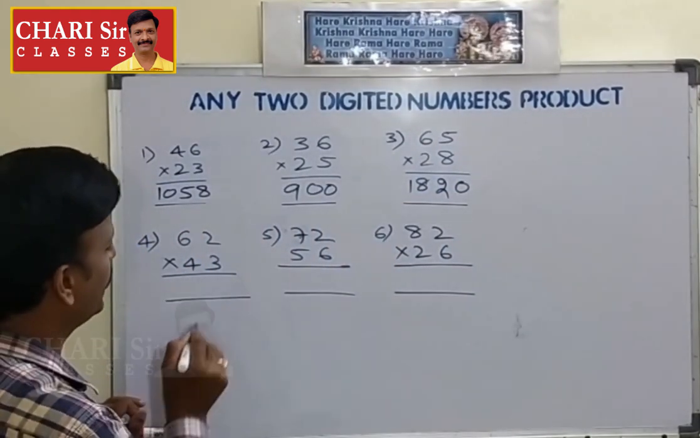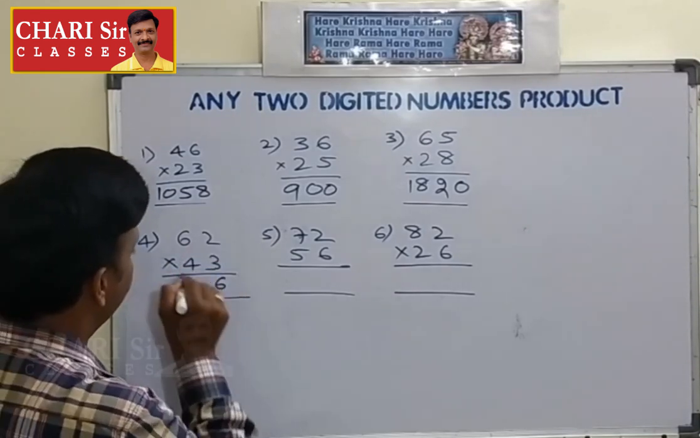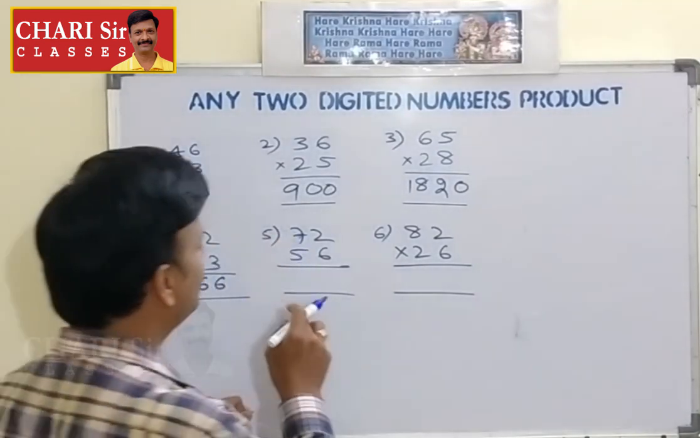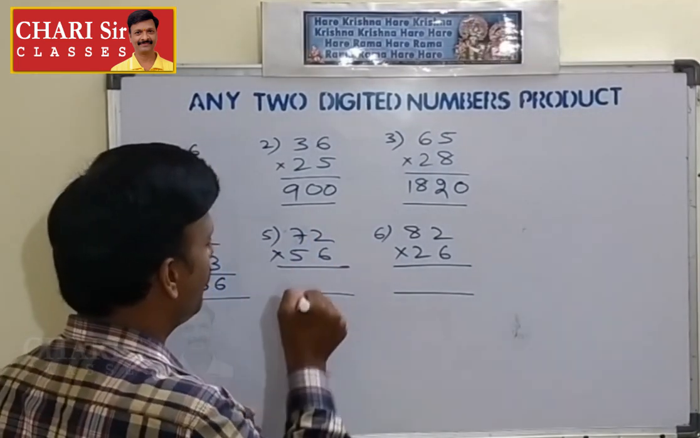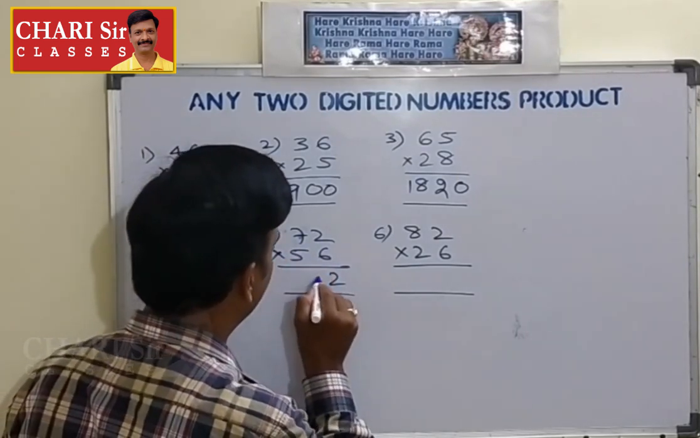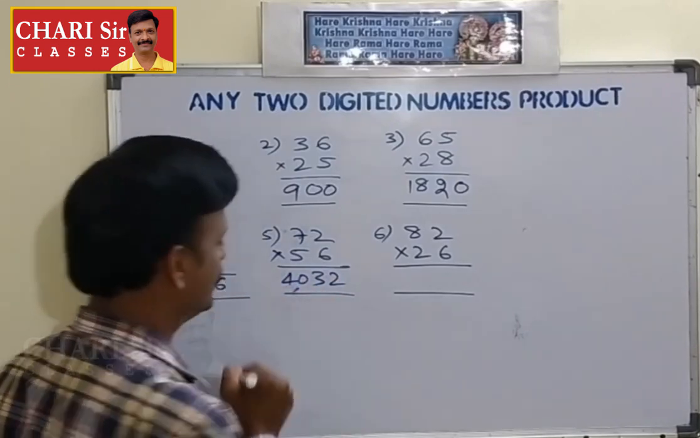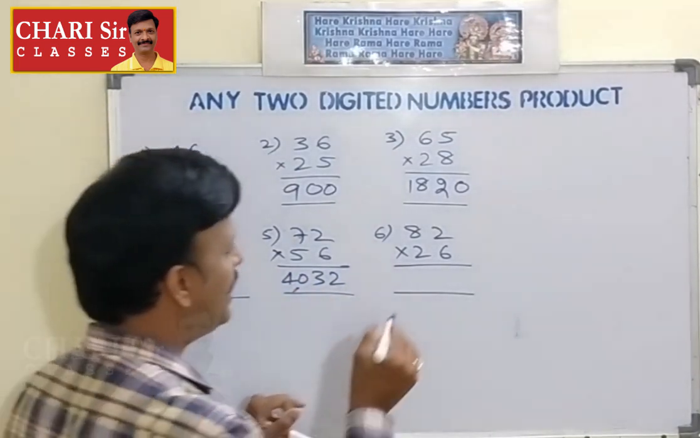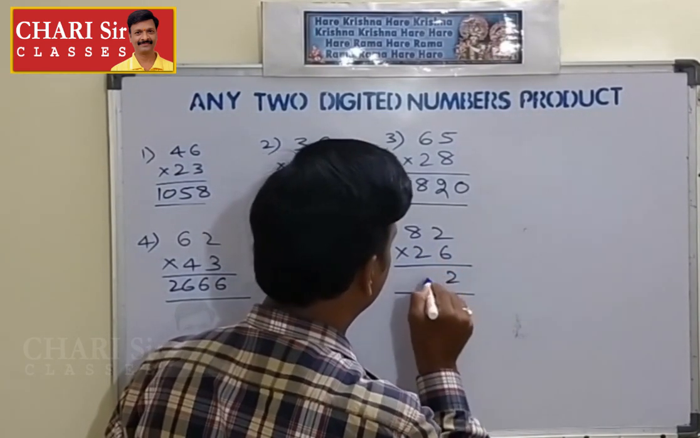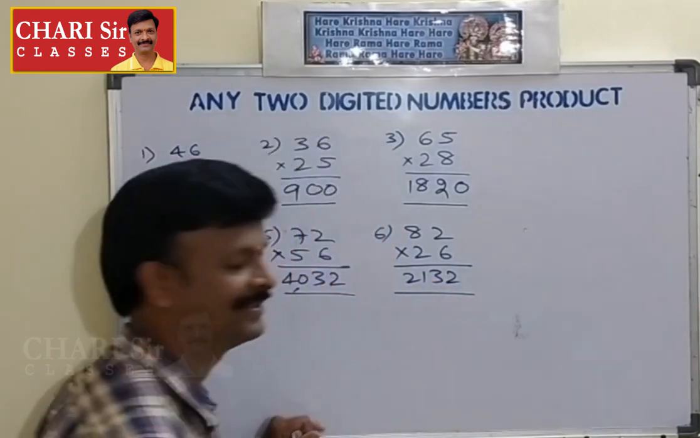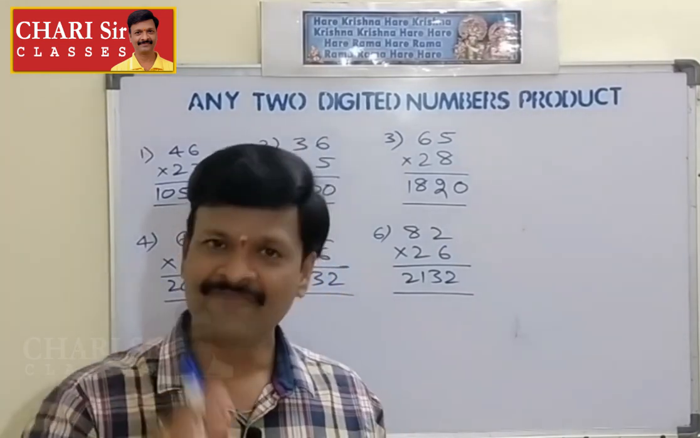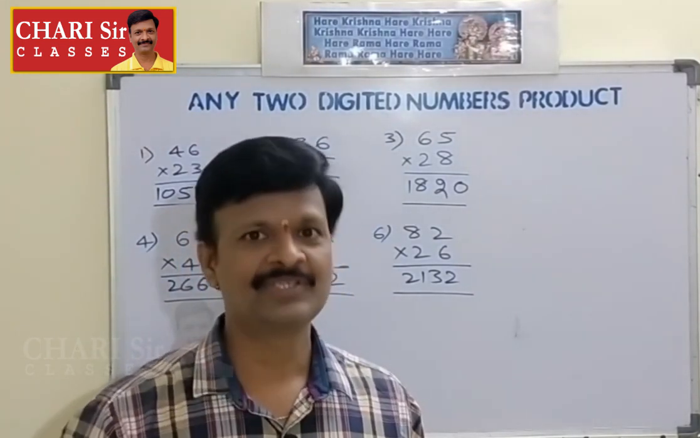Next 62 into 43, this you can do: 2666. Next we will find out 72 into 56, this becomes 4032. And next 82 into 26, this becomes 2132. Like this, within one step, within 5 seconds, we can find out by using the technique.